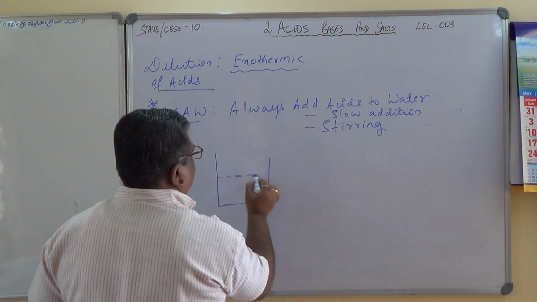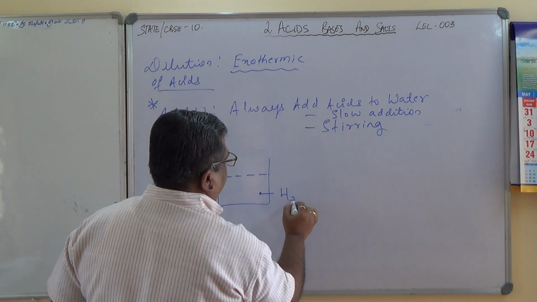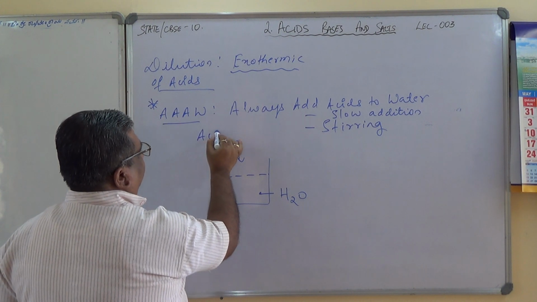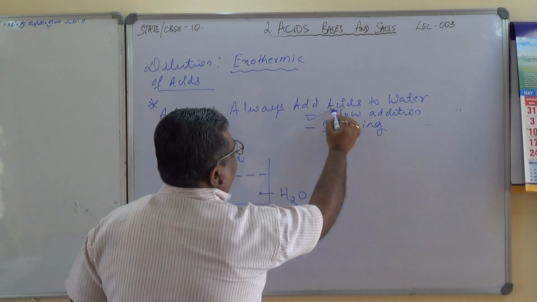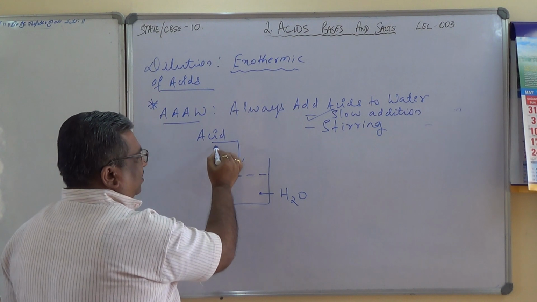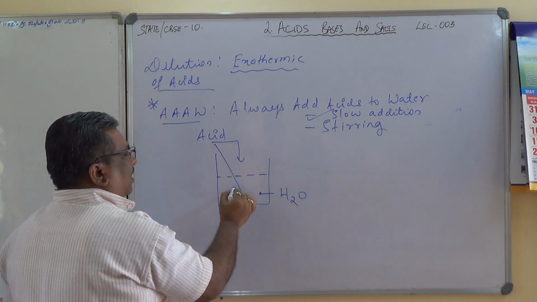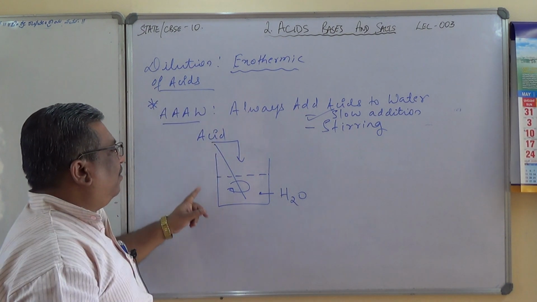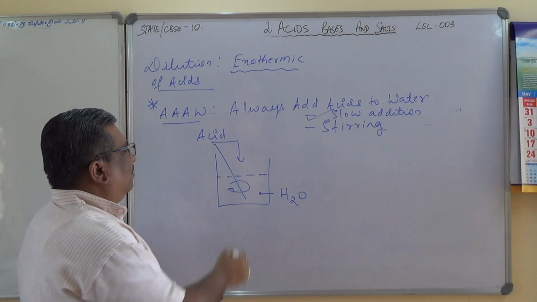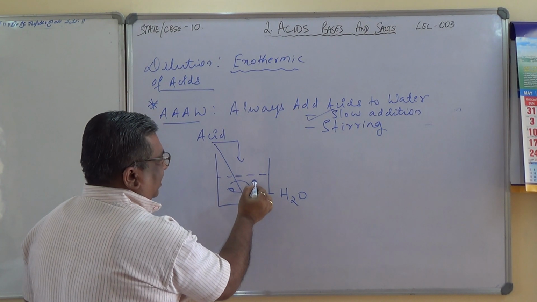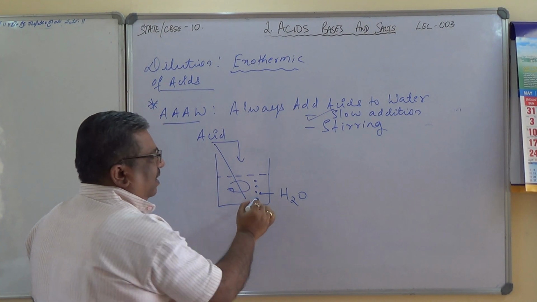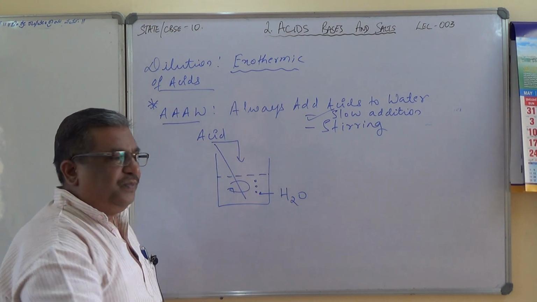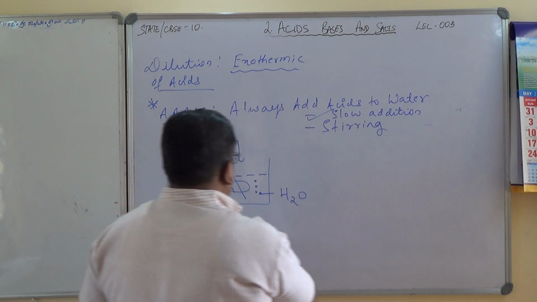So if it is water over here, H2O, then you add acid to this very slowly and with constant stirring. Take a glass rod and continuously stir it. Why it should be done is, the moment acid comes into contact, the acid drops will go inside and the heat developed will be absorbed by the water here. The other way around is not right; this is the right method.